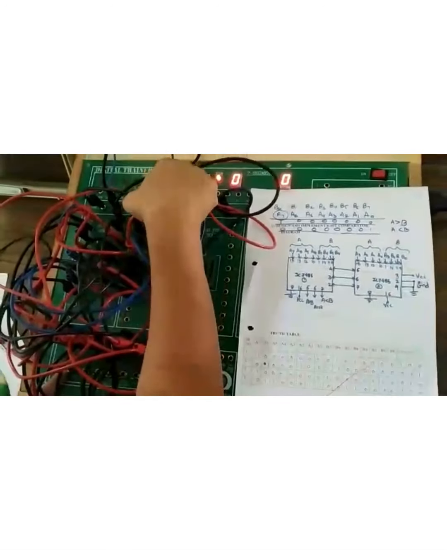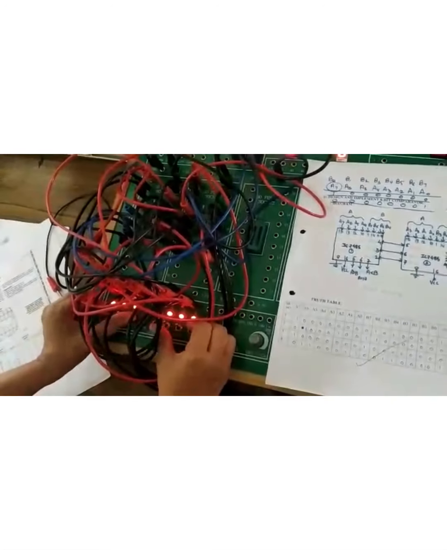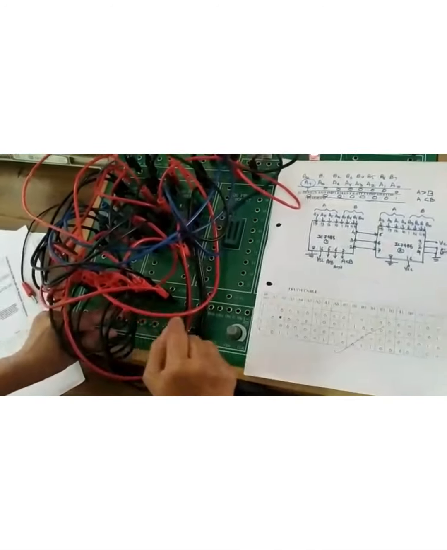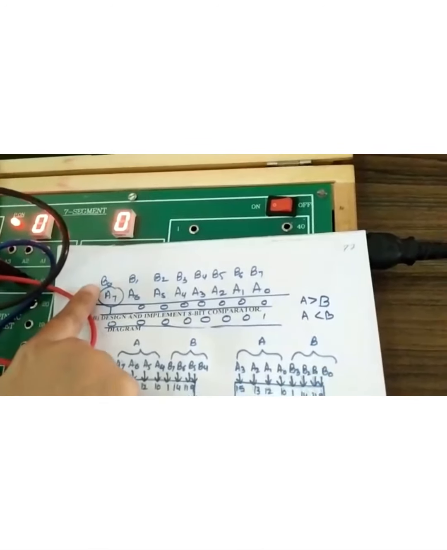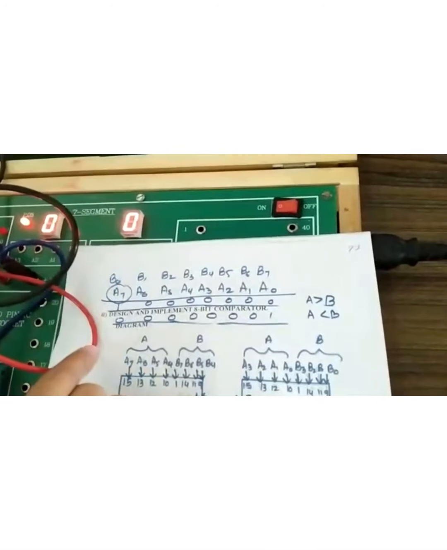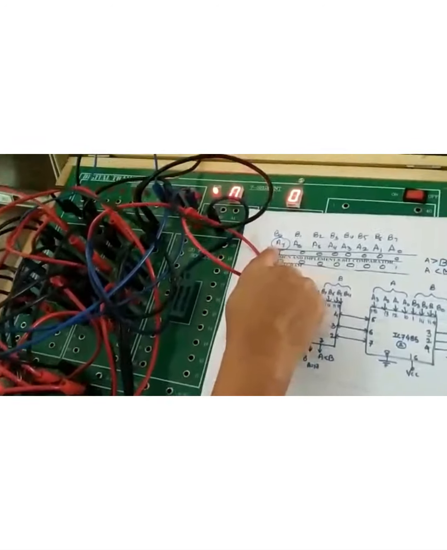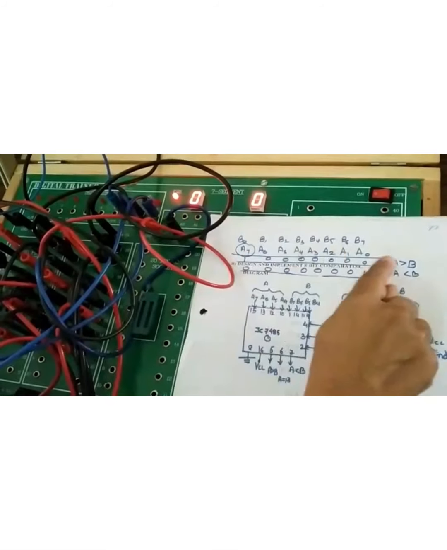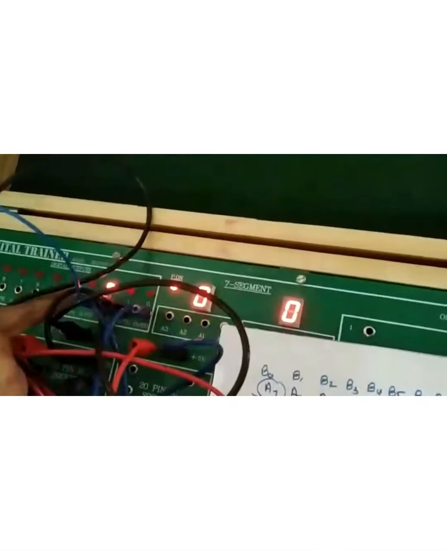Inputs are 0. See here, A equals to B is glowing, that is the middle one. Now I am making all the inputs one, and again A equals to B is glowing. Next we will check a simple case: when I make A7 high, because A7 and B0 are overlapped, B0 is also going to be high. But in the A7 and B0 comparison, A is greater than B, because A7 is the MSB. So here A is greater than B is glowing.